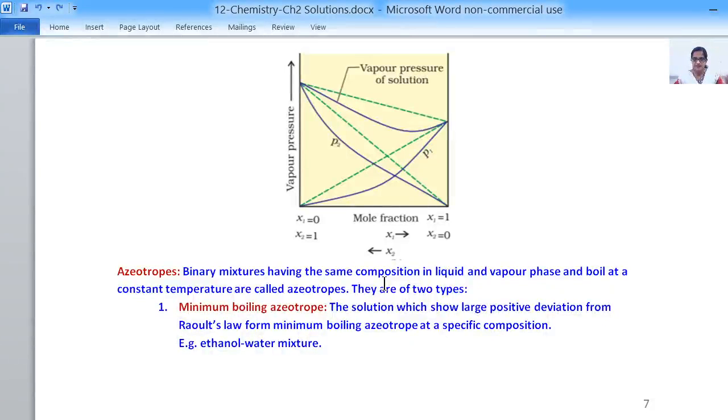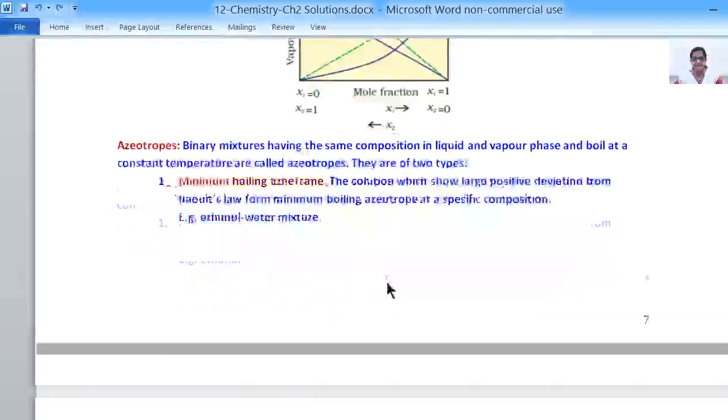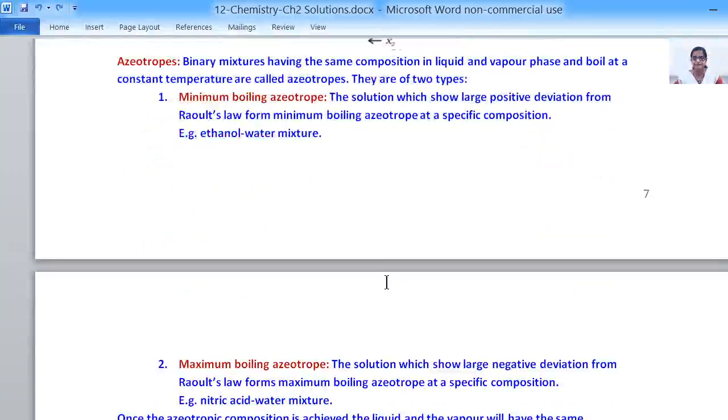There are two types of azeotropes. One is called minimum boiling azeotrope and the other one is maximum boiling azeotrope. Now first, let's see what is a minimum boiling azeotrope. The solutions which show large positive deviation from Raoult's law form minimum boiling azeotrope at a specific composition. Example for minimum boiling azeotrope is ethanol water mixture.